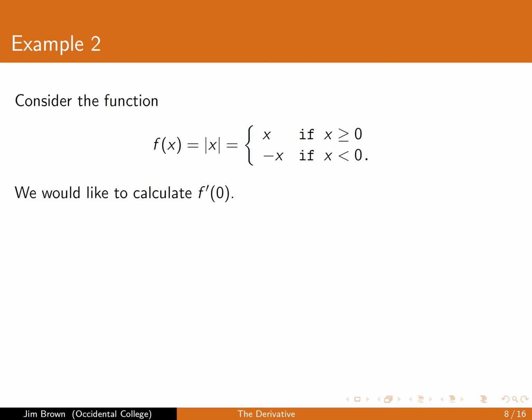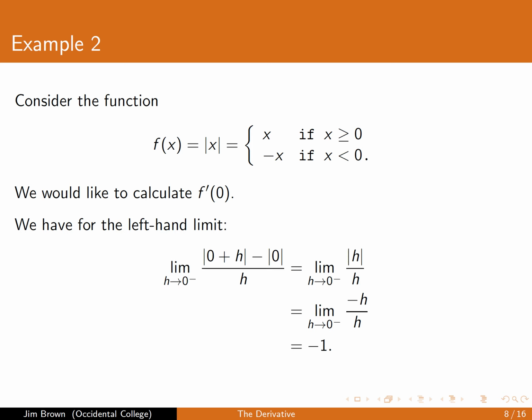So now let's see what's happening at the point 0, where we're changing what our definition is. Let's calculate the limit coming from each direction. We'll start with the left-hand limit. So we use our function here. f of 0 plus h is the absolute value of 0 plus h, minus f of 0, which is the absolute value of 0. So this just gives me the limit as h goes to 0 from the left of the absolute value of h over h.